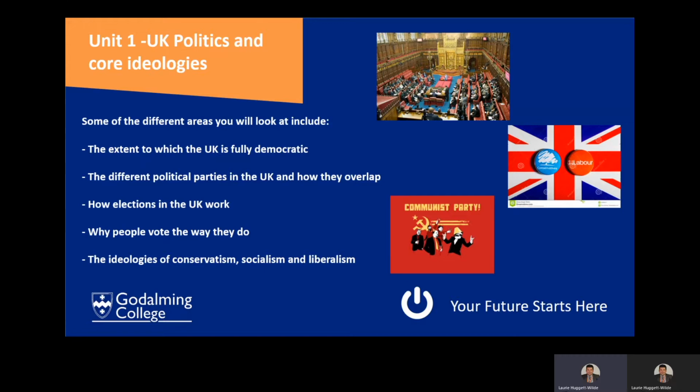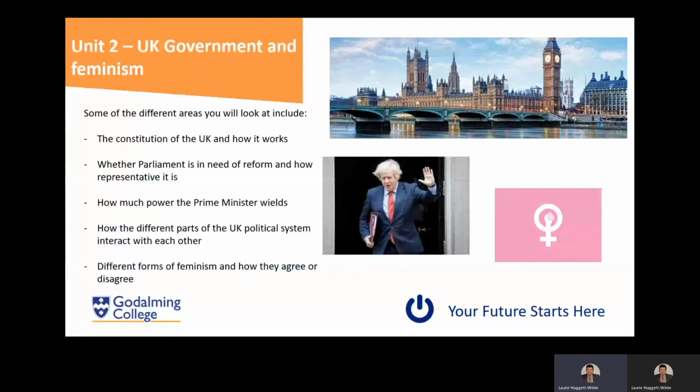how politics should work. Alongside that, you look at UK government and feminism. You look at the constitution of the UK, which is really unique, and how it works, and whether or not it's in need of change, or whether it needs updating. You look at Parliament and how representative Parliament is. Does it do a good job in representing our views and what we want?